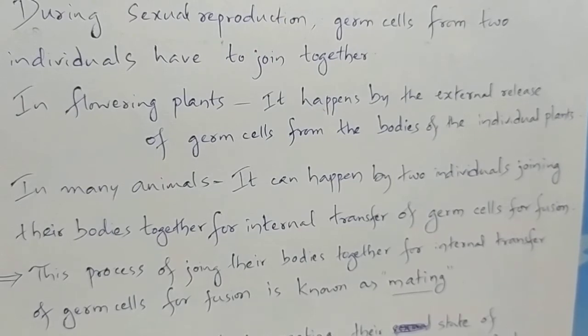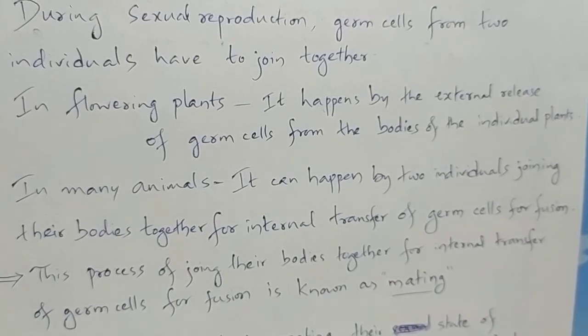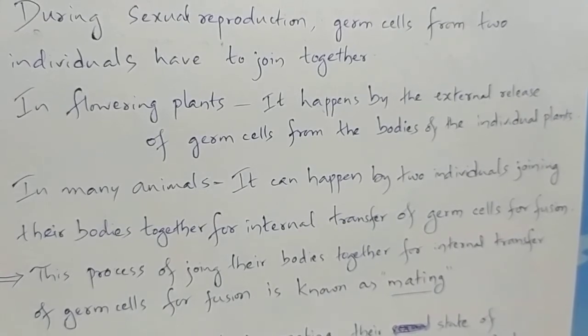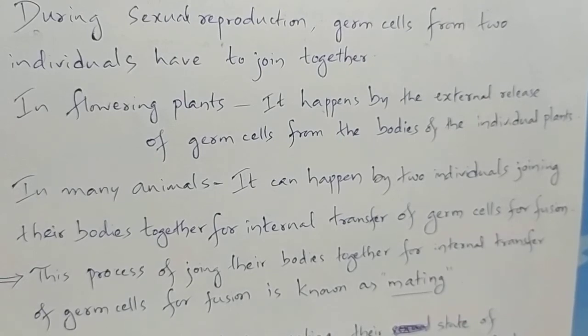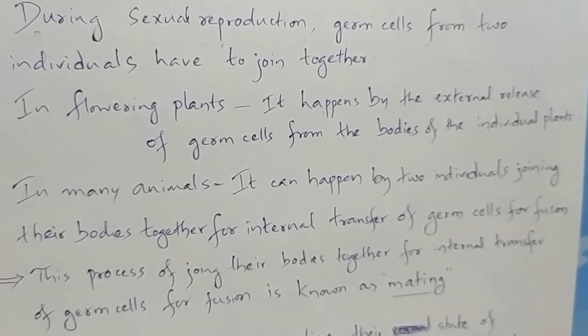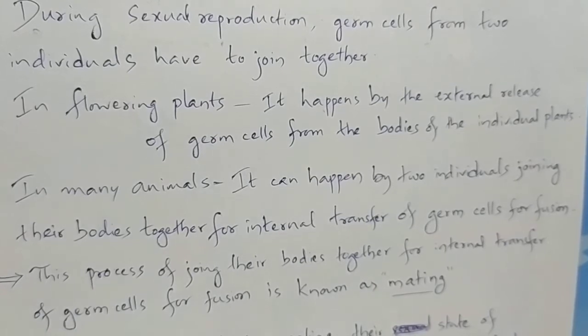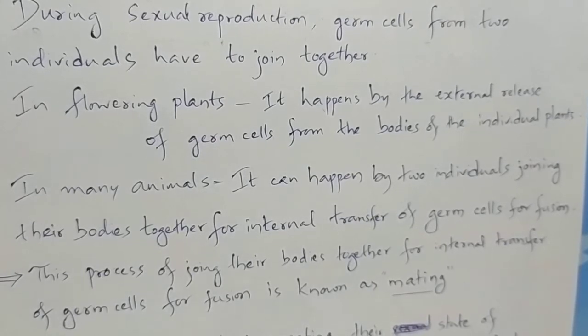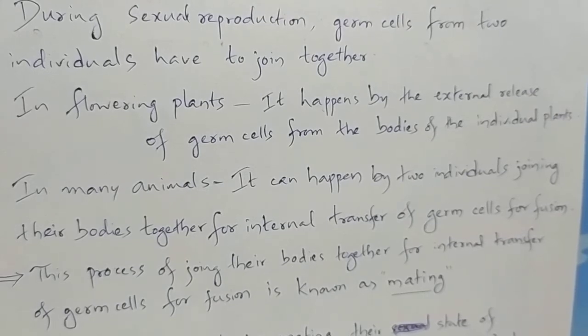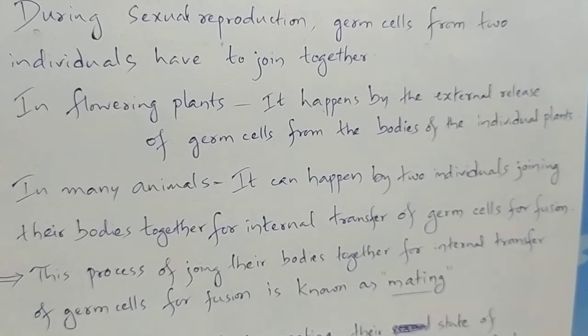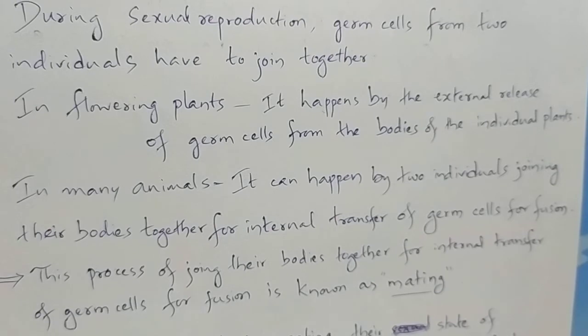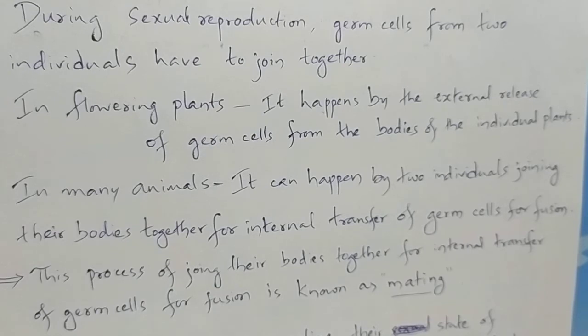The process of joining the bodies of animals together for internal transfer of germ cells in order for fusion to take place is known as mating. Okay, right? So what is mating? The process of joining the animal bodies together for internal transfer of germ cells for fusion is known as mating.